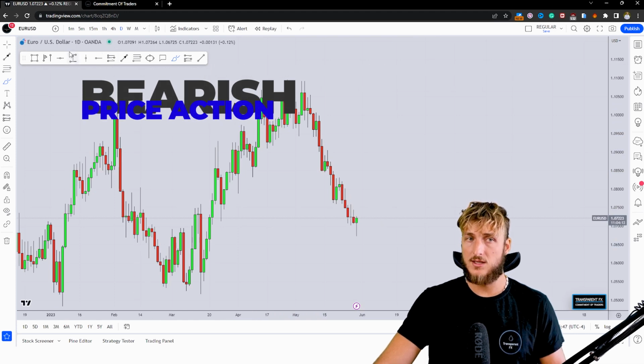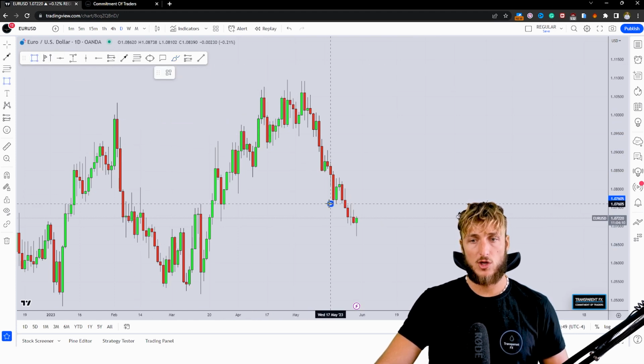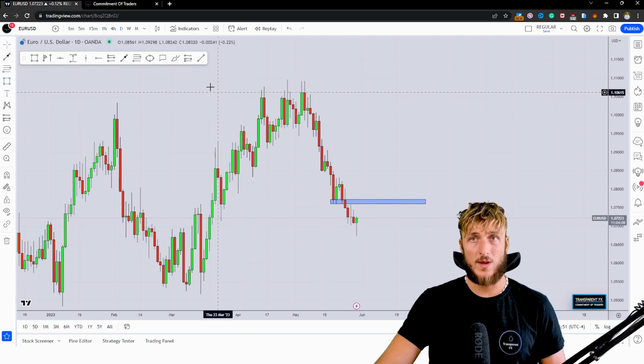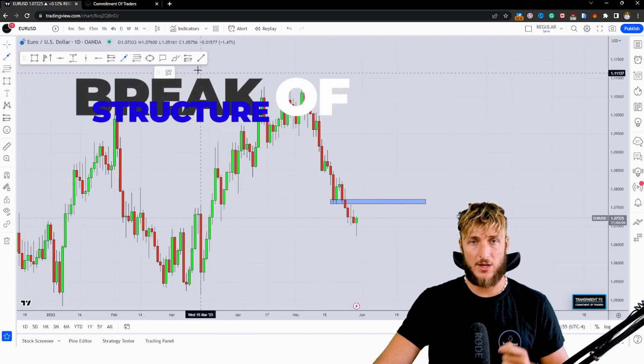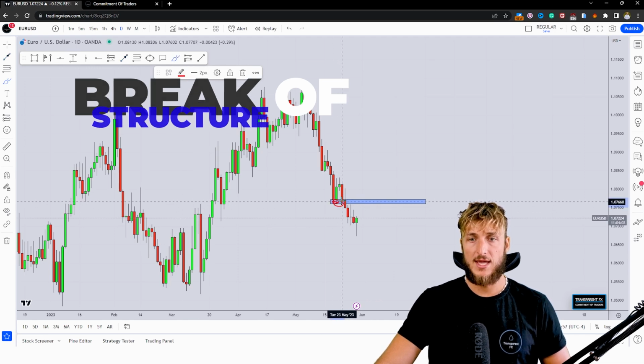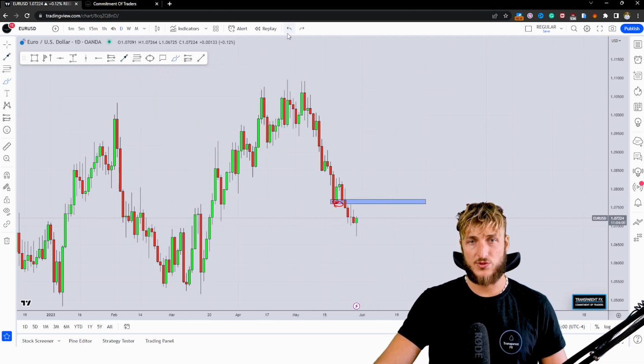So what we need in order for the market to shift to a bullish market, like we're already seeing on the monthly and weekly, is a daily break of structure. Now, the nearest structure level is this previous support, which is now turned resistance. As long as the market remains below this level, it could easily reject lower.